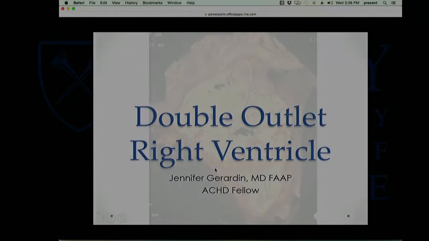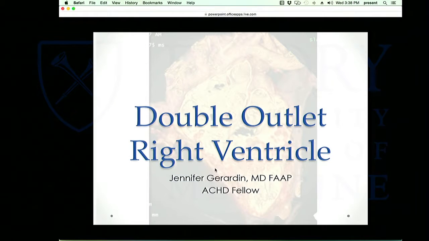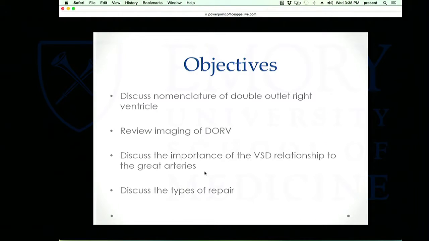Okay, so my talk is double outlet right ventricle. Basically we're just going to get rid of the mythology and make it more simple, because I think a lot of people get confused with this one. The objectives are to discuss the nomenclature of double outlet right ventricle, review some imaging, discuss the importance of the VSD relationship to the great arteries, and then the types of repair.